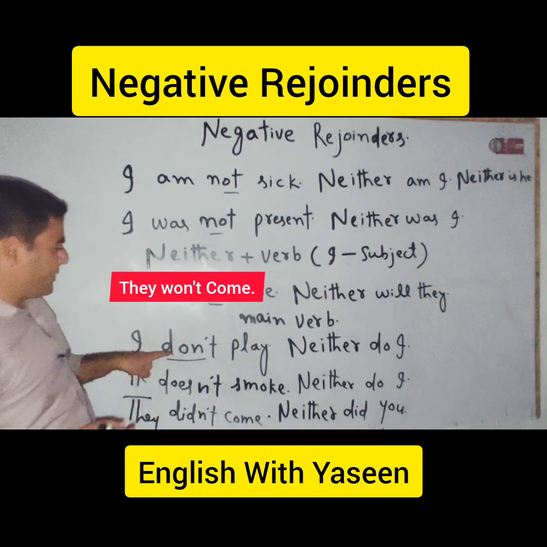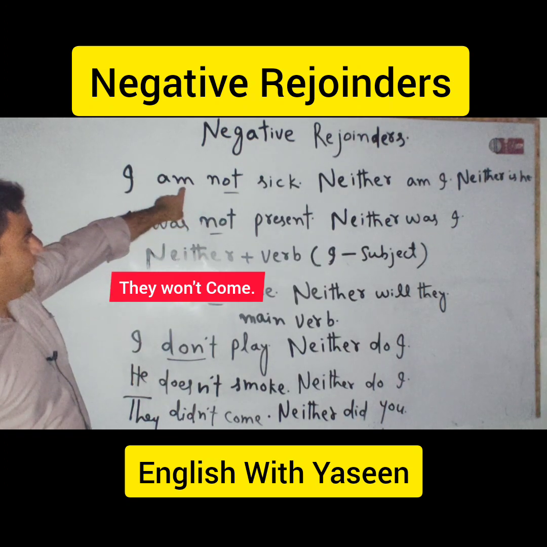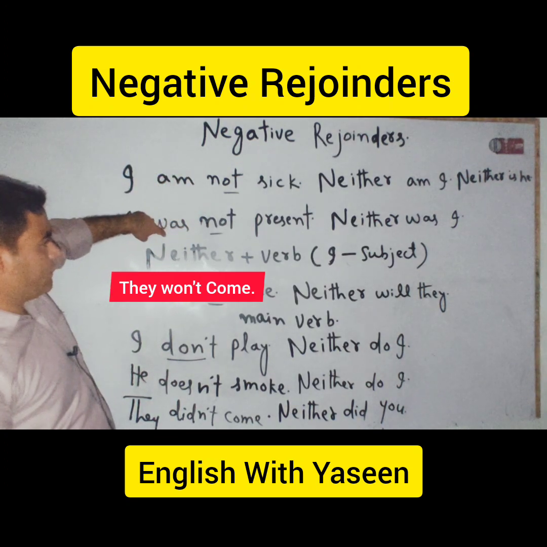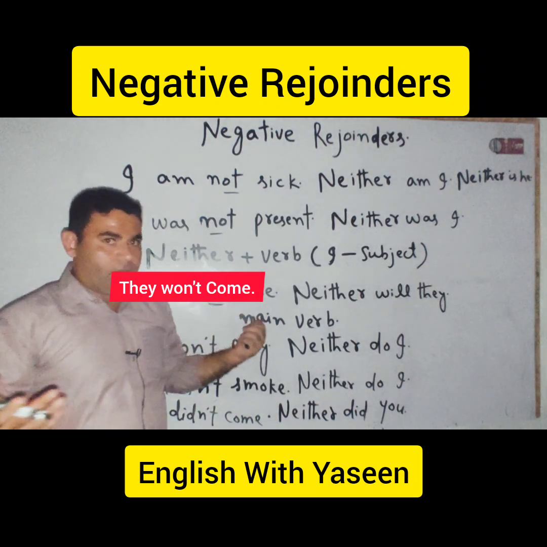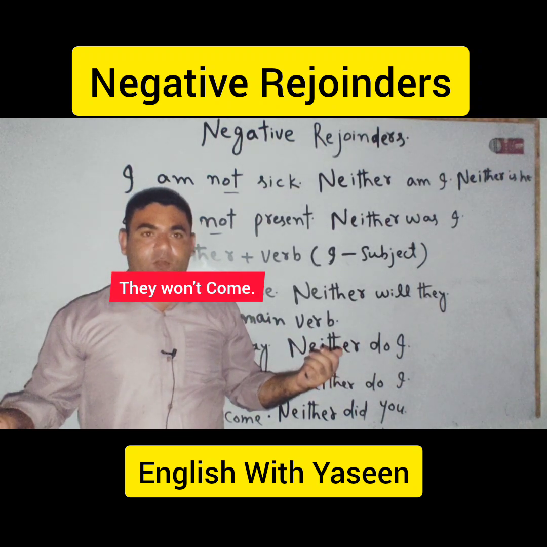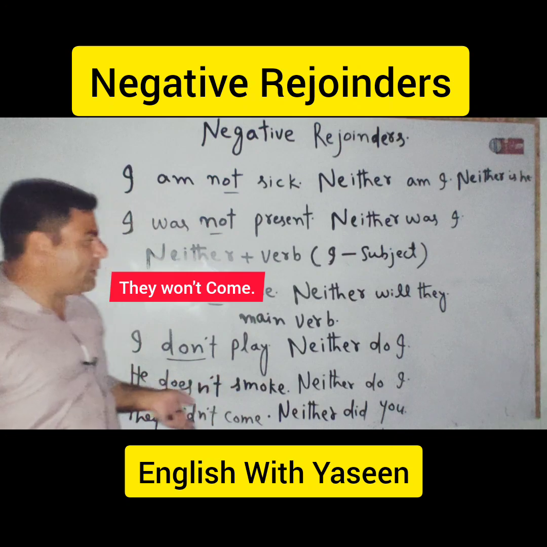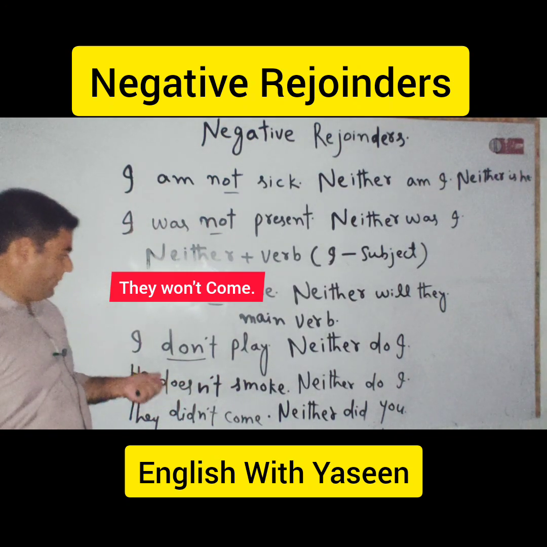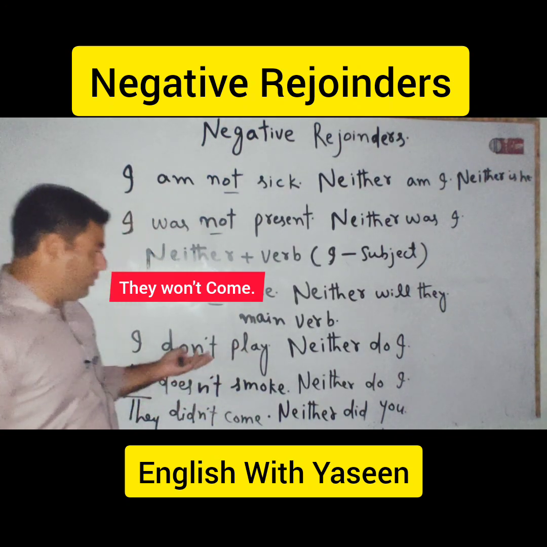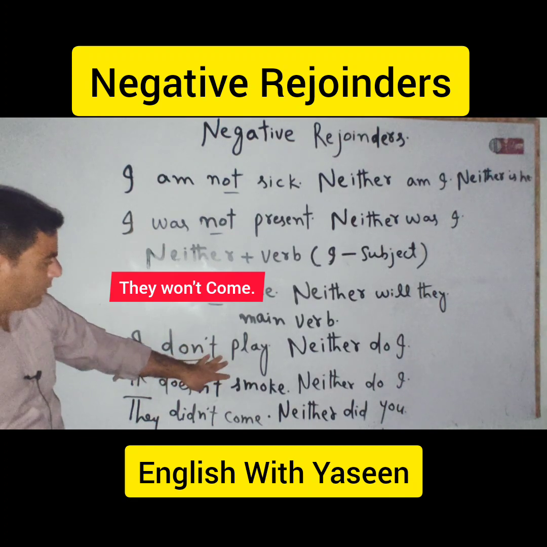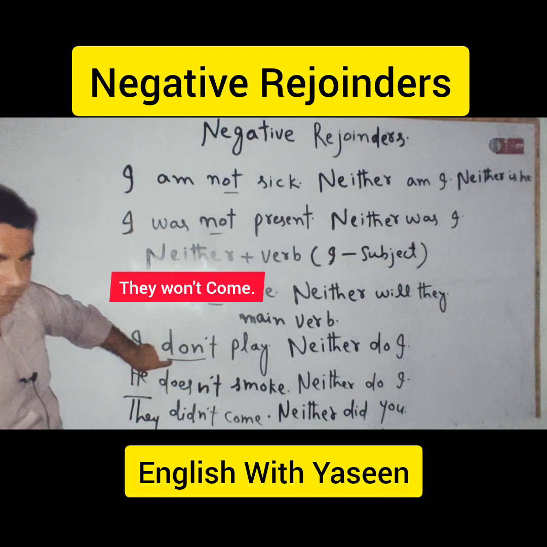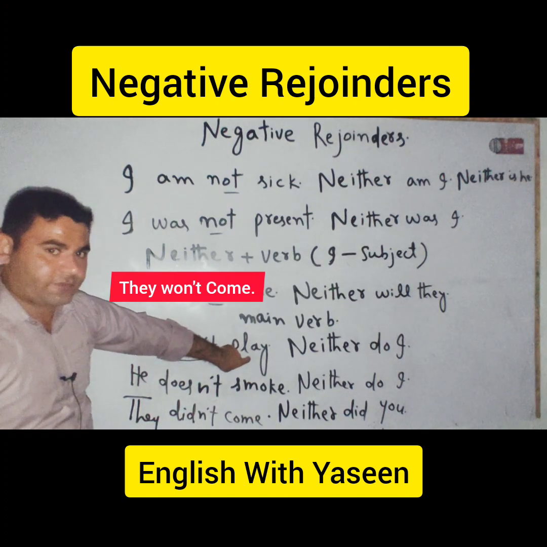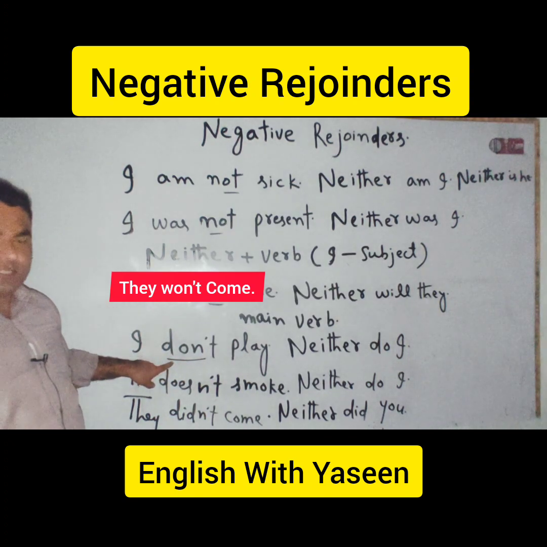Let's suppose there is a main verb, because all of these, am and was, are linking verbs, or you can call them state verbs. Now let's suppose there is an action verb. I don't play cricket. Here these are auxiliary verbs, right? Because play is an action verb and don't is an auxiliary verb.